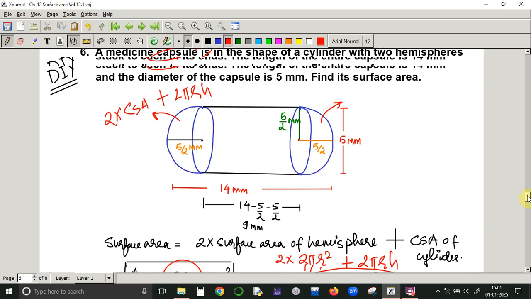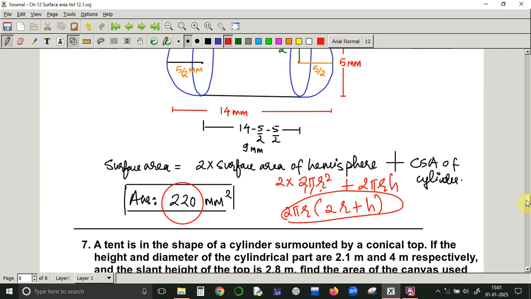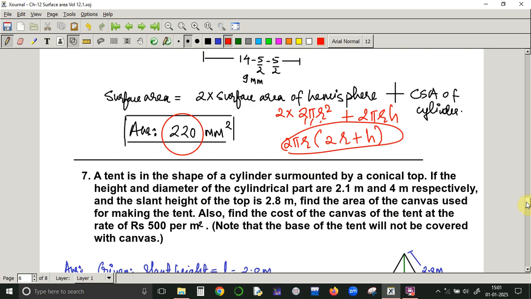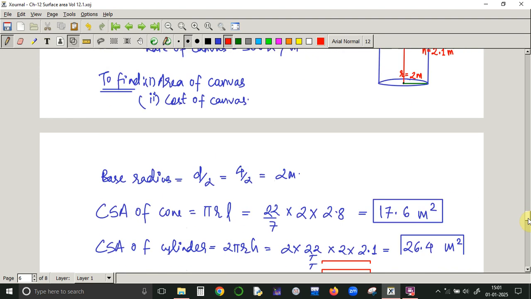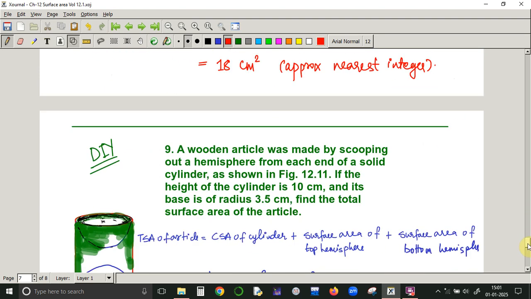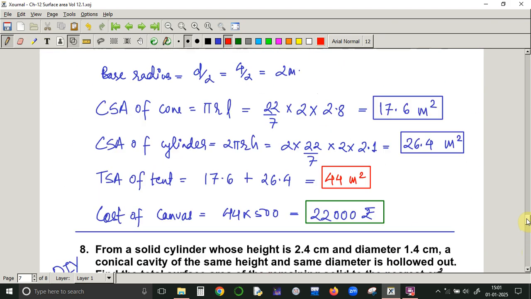Oh, sorry, this is not the last question. This is just left as a DIY question. How many questions do we have? 8. 9 questions we have.